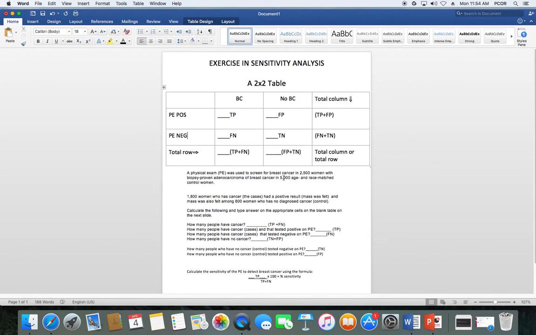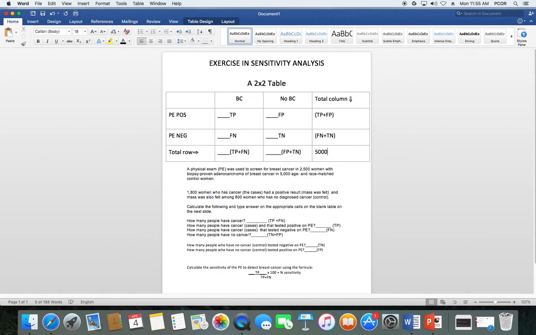According to this exercise, we have a total of 5,000 age and race matched control women. This is the total where your column and your row meet, and this is where you're going to place the total number of people in the population. So we're going to put 5,000 people here. Here is where you're going to place the people that were positive for breast cancer. Remember, this is your breast cancer column.